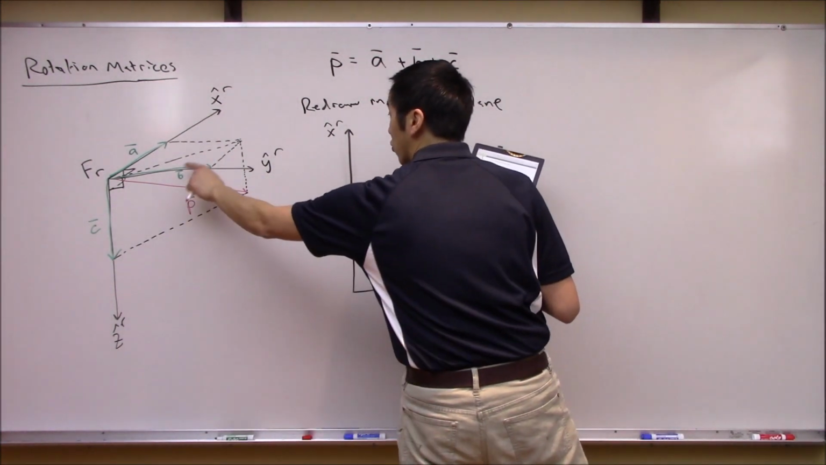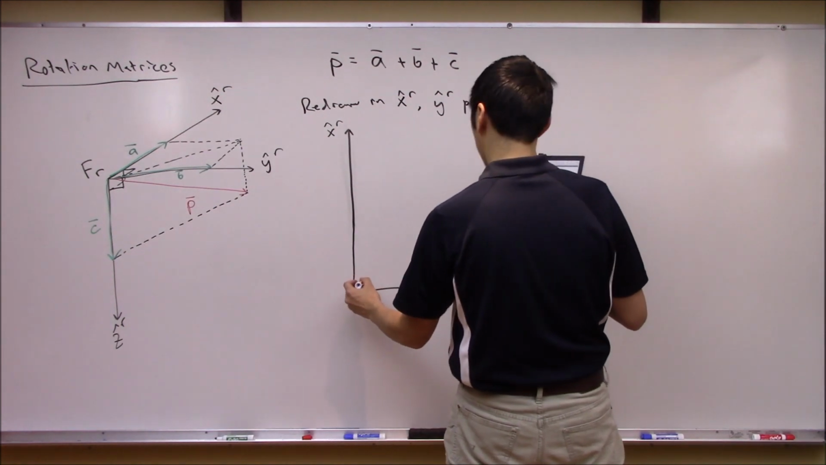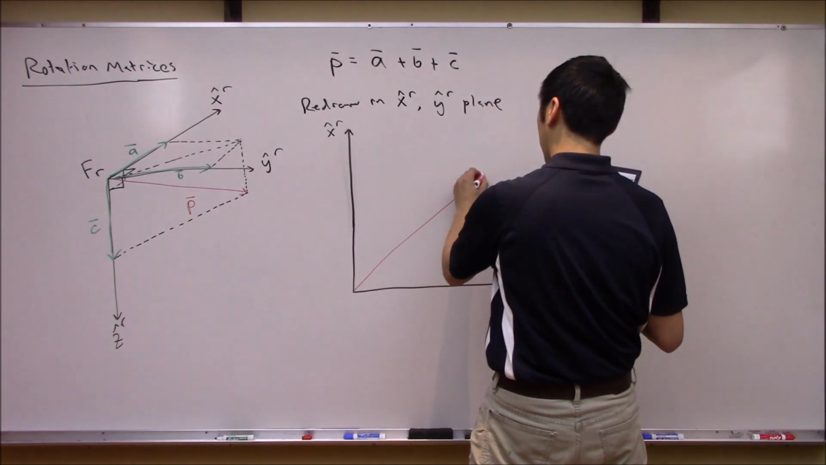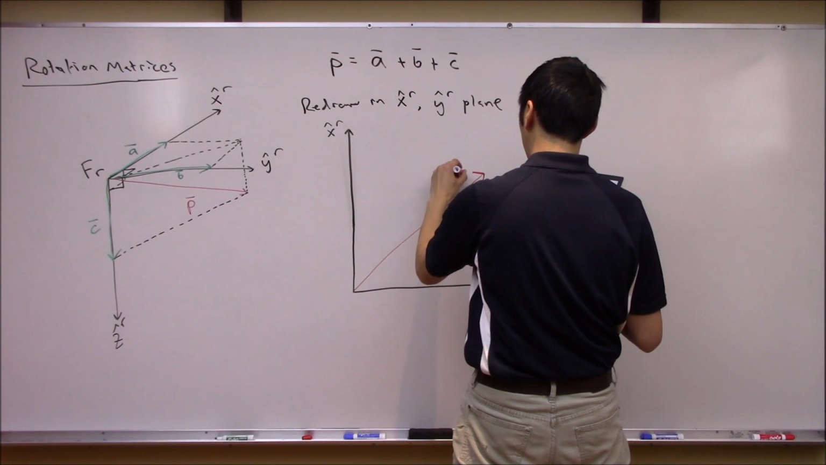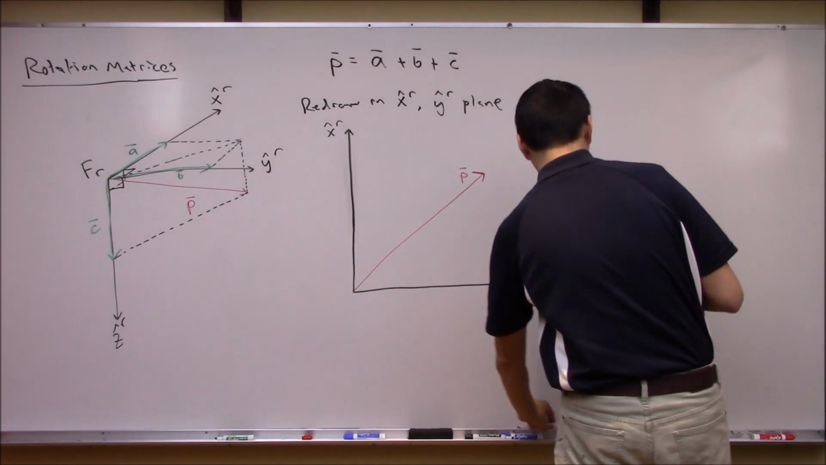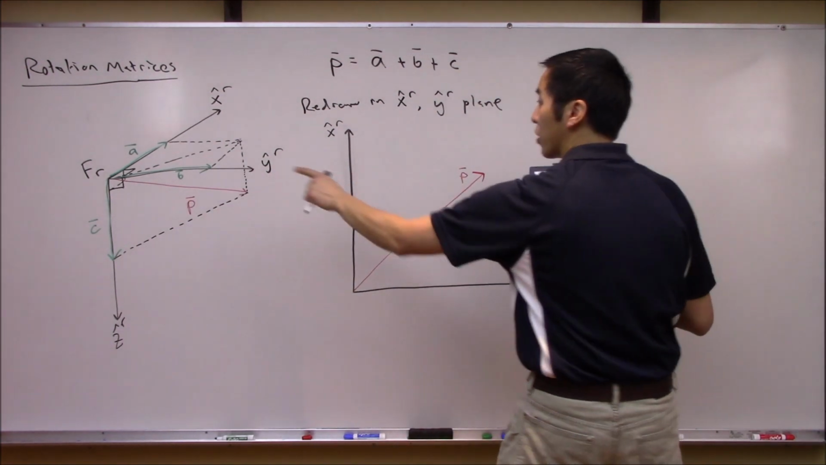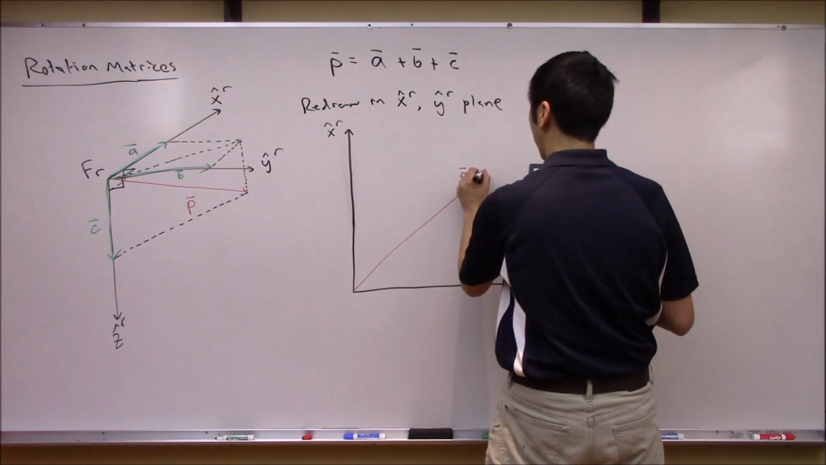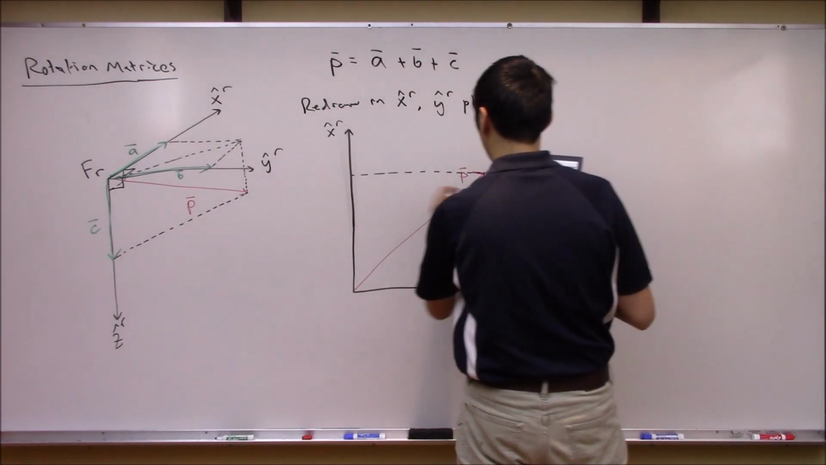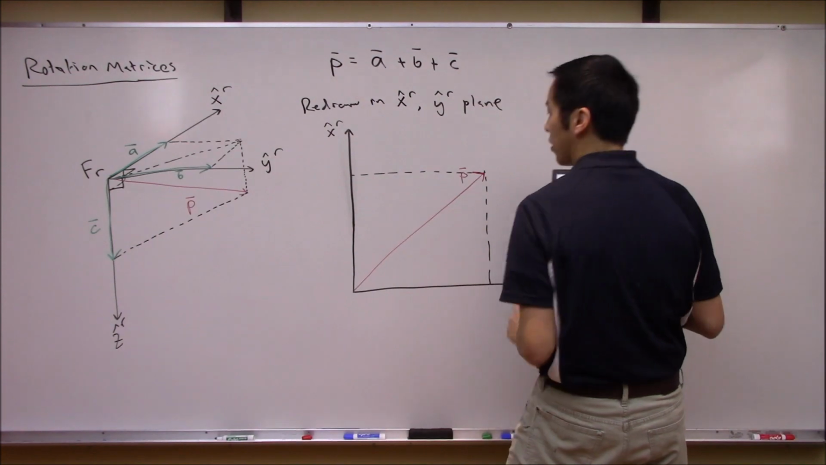Okay, and then let's draw the vector p. It's going to look something like this, right? So here's my red vector p. And now if I want to draw some of these dashed lines, here's a dashed line that comes like this, and here's a dashed line that goes like this.